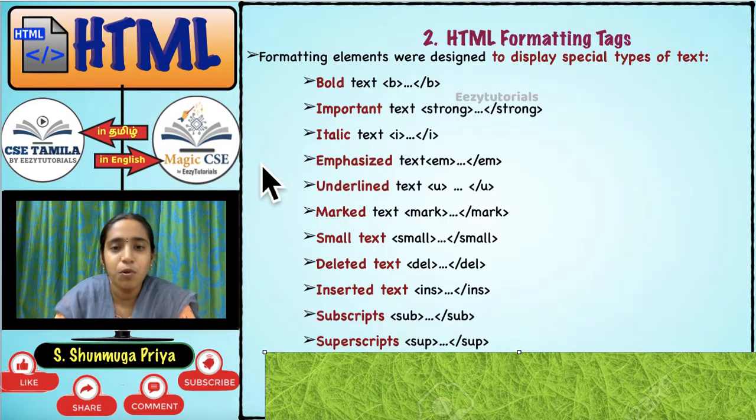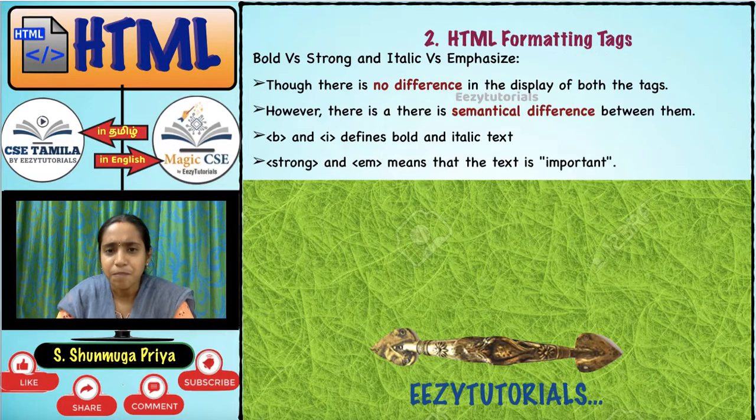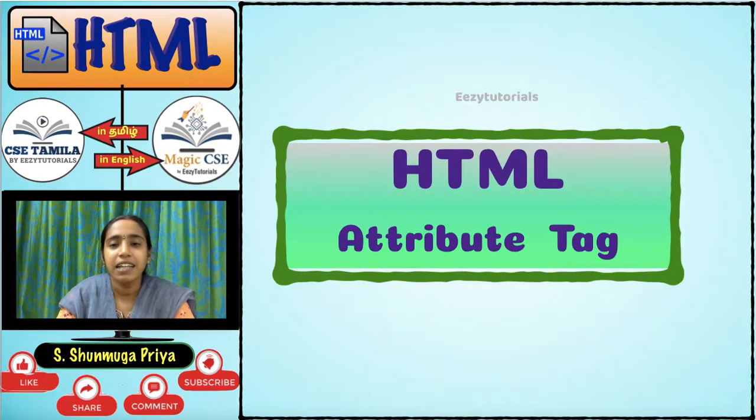So we have covered most of the HTML formatting tags. Hope you understood this, and also understood the difference between bold, strong, italic and emphasis. We saw this in the previous video, right? In the next video we'll be seeing the attribute tags.